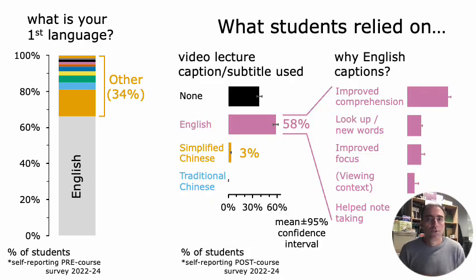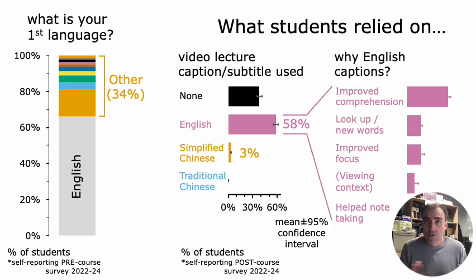In a post-course survey, I asked the students, what did you rely on? What resources did you find that were particularly useful for you? So a third of the students self-reporting is coming from a background where English is not their first language, yet over half the students in my course across the years are relying on the English captions. They don't really care about the foreign language subtitles, which kind of makes sense. If English is not your first language, you want to keep learning English through hearing it, but also reading it at the same time, and it really reinforces that comprehension.